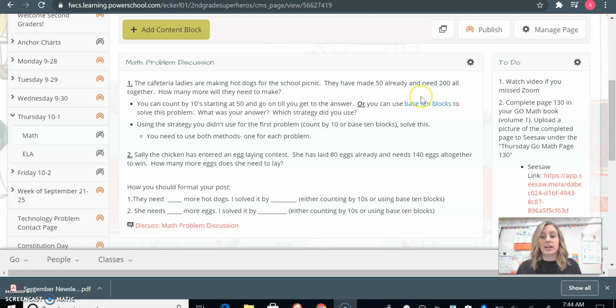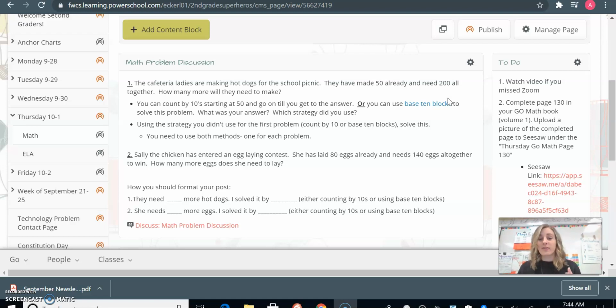Or you can click on the link right here to use base 10 blocks. So you can put out your 5 10 sticks to represent 50, and then you can figure out how many more you need to equal 200, right? So we know we need to have some in the hundreds place. So you can think about which way is easier for you to solve this problem.